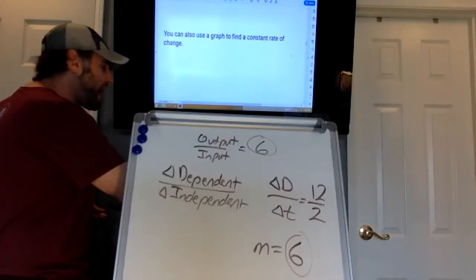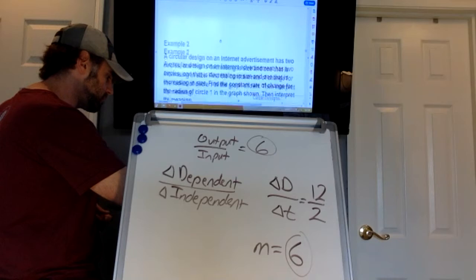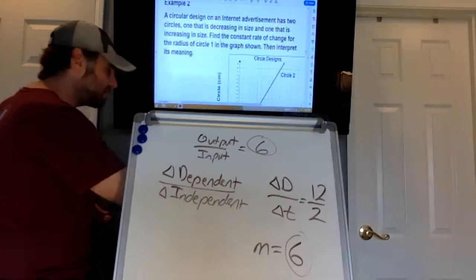Okay, so you can use a graph to find a constant rate of change. So it looks like we're going to be doing some graphs. Okay, this is a tough concept.